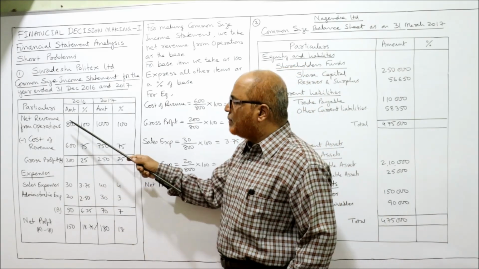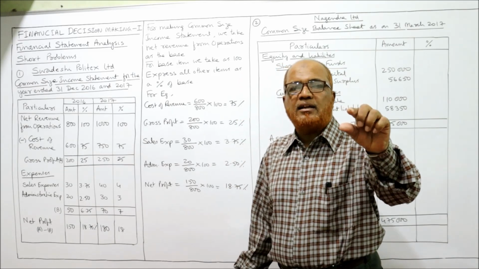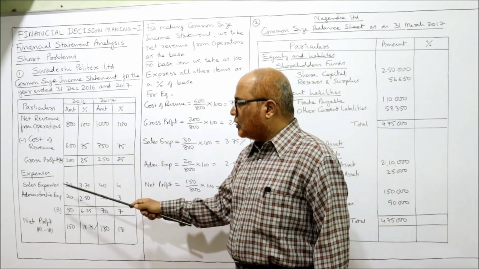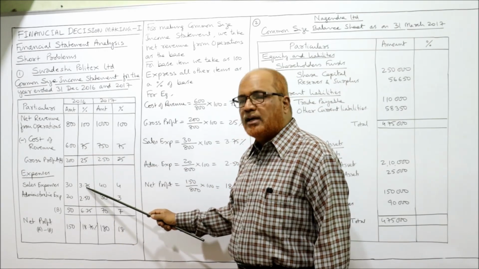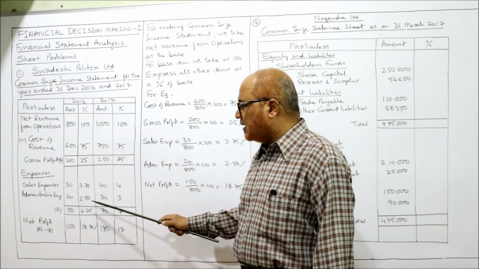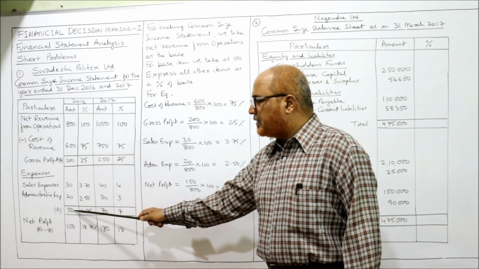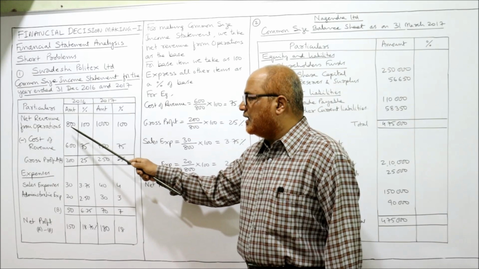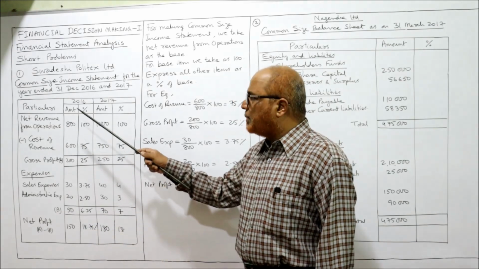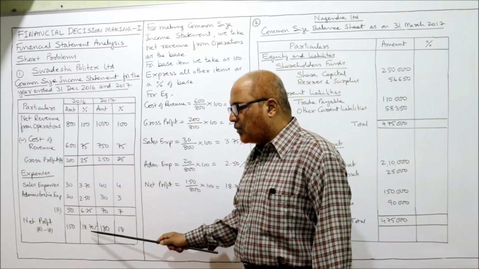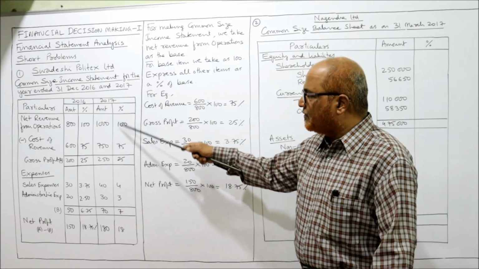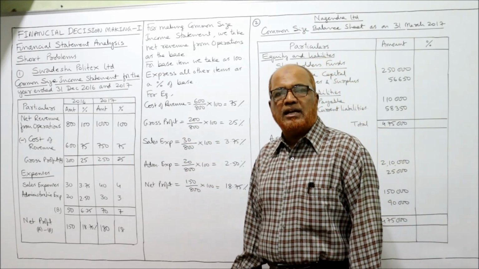30 divided by 800. In the denominator, we take the base value. The base value is 800. So 30 divided by 800 into 100 is 3.75. 20 divided by 800 into 100, 2.5. 50 divided by 800 into 100, 6.25. 150 divided by 800 into 100, you will get 18.75. That's all. Same procedure we adopt for the current year 2017.